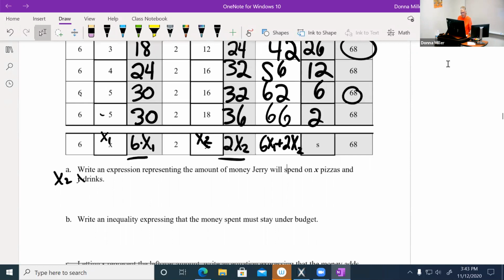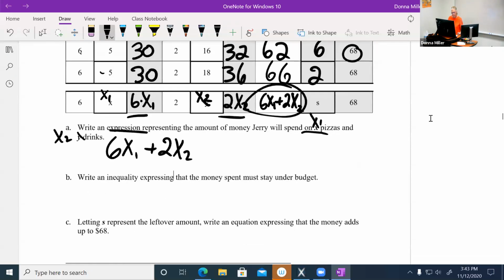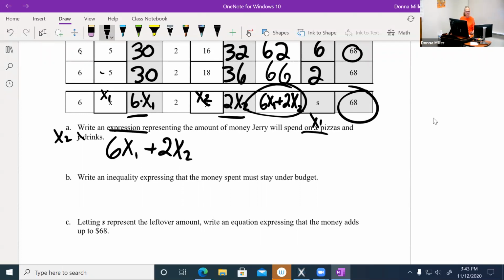All right. So now we go down and look at the problem. Write an expression representing the amount of money Jerry will spend on, I'm going to call this X1 pizzas and X2 drinks. So that's pretty much this right here. So it's $6 per pizza plus $2 per soda. That's the total amount of money he's spending. Is that all right? Now, to stay under budget, I've got $68 available, so that money better be less than or equal to 68. So the inequality is 6x1 plus 2x2 is less than or equal to 68.